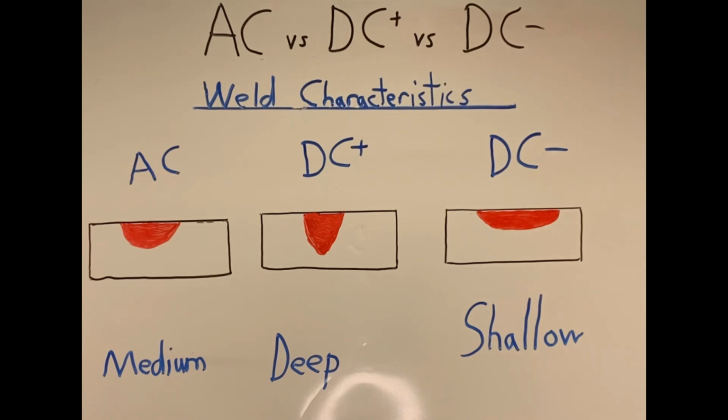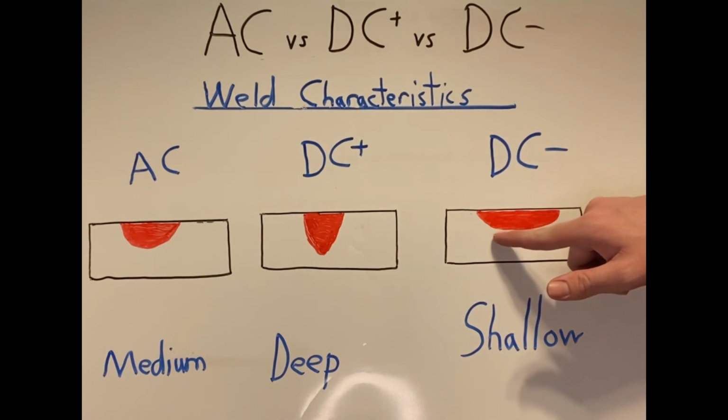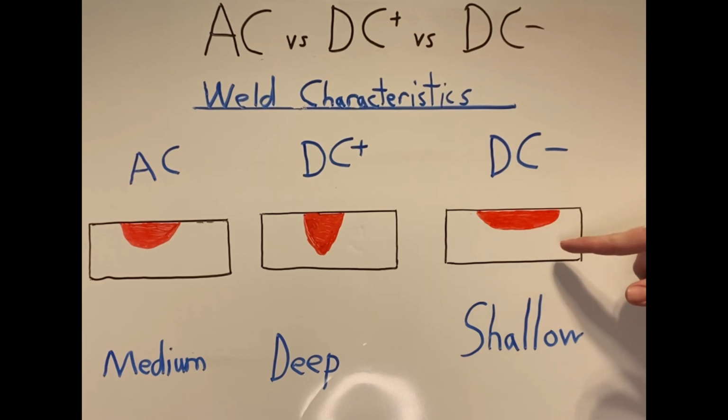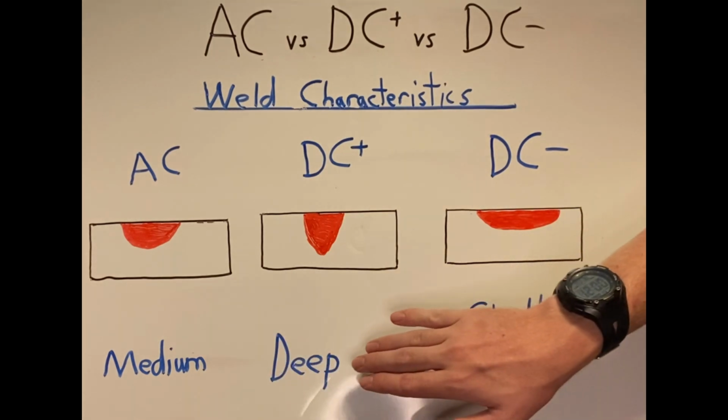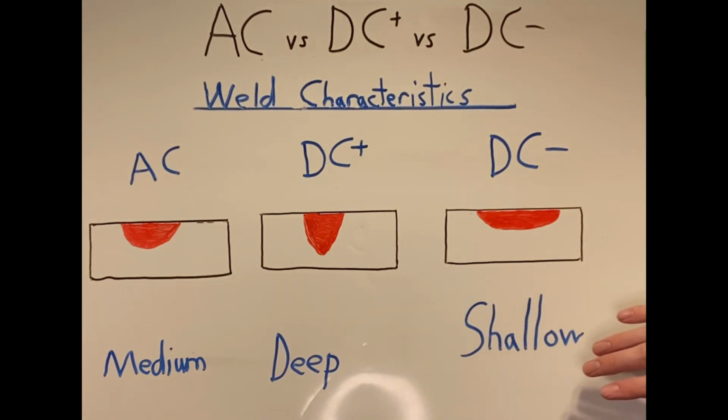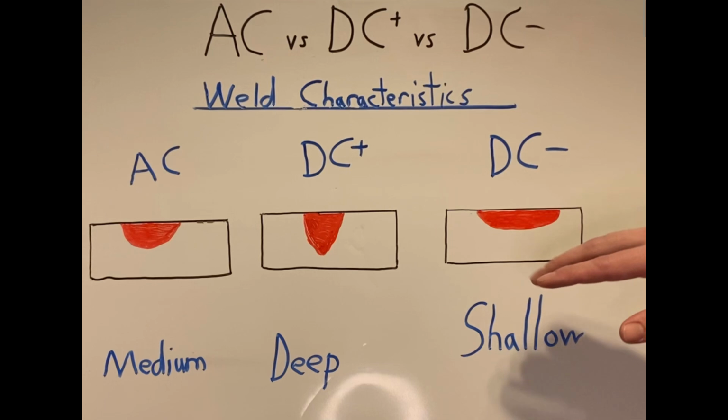Lastly on our list is DC negative. The welding characteristic for penetration of DC negative will be shallow. I would like to note also, as I did for DC positive, the width compared to AC and DC positive. The width is much wider, but it will be much more shallow. So if you're trying to remember all this, just remember AC is medium, DC positive is deep, DC negative is shallow.